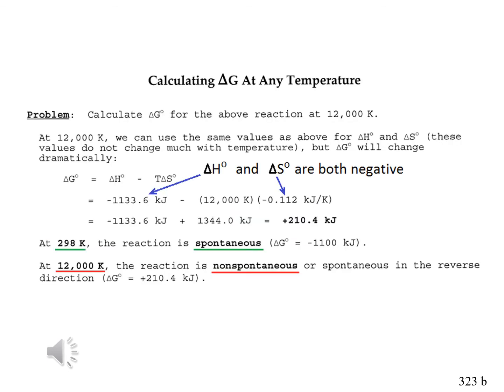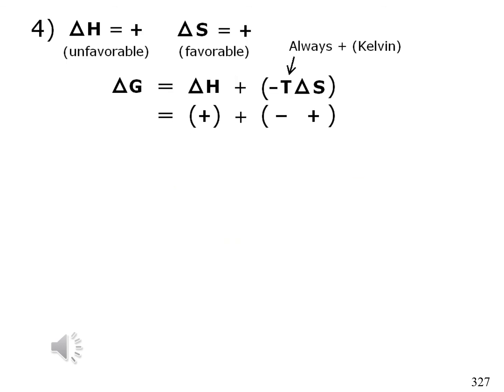That's the case in the reaction that we were talking about earlier. The delta H and the delta S were both negative, and the reaction was negative at low temperature, 298, and it was positive at high temperature, 12,000. For the case where both signs are positive, you're going to get the opposite result, because the second term, minus a positive, is going to come out negative.